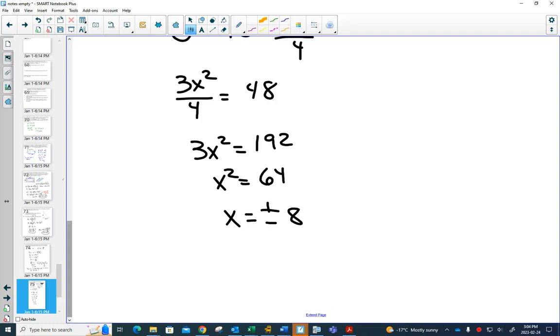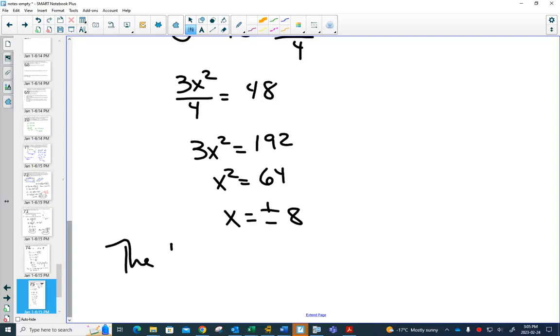Do we need to do the number line in this case? No. Because one of the answers doesn't make logical sense. You can't have the square base being negative 8 centimeters. So the only answer that makes sense is 8. And if the only answer that makes sense is 8, then the base has to be 8.